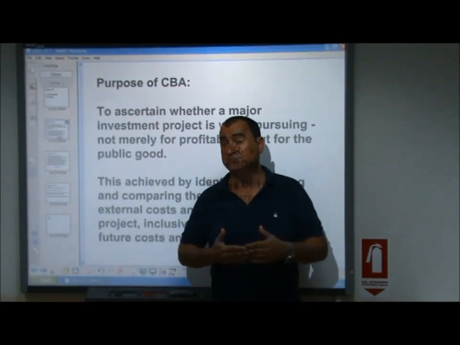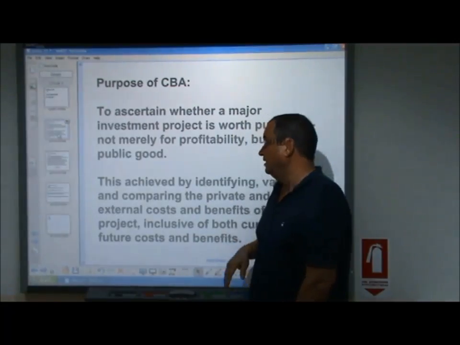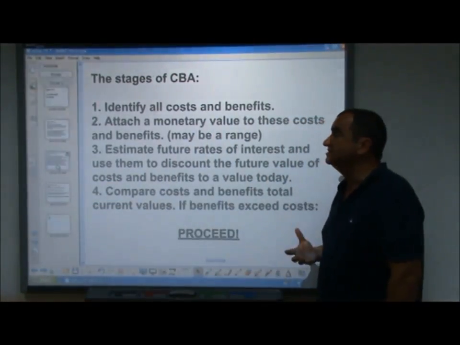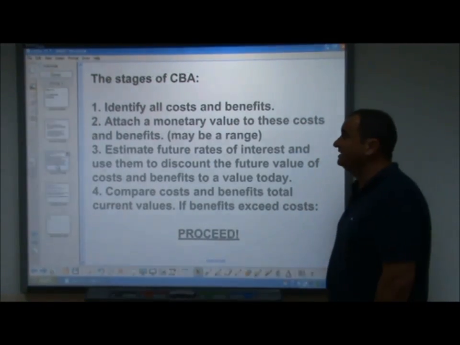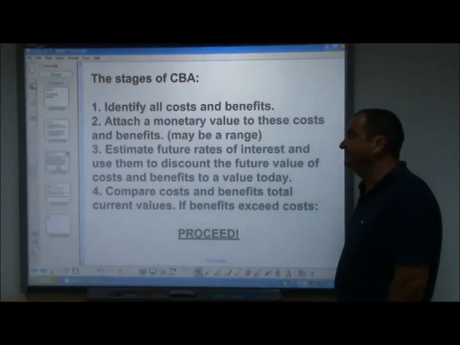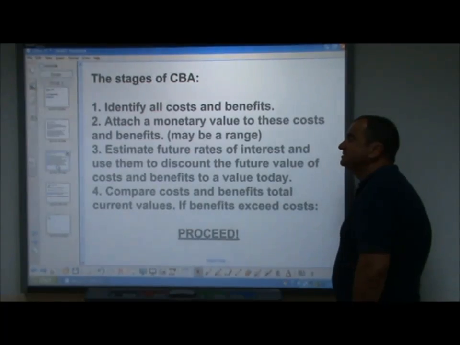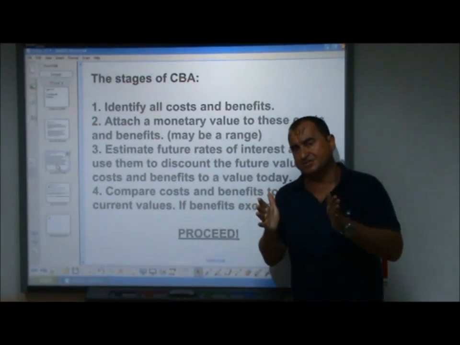So it's very important that we remember that many of the benefits will accrue way into the future. Okay, so that's that. Now, the stages of cost-benefit analysis. Firstly, identify all the costs and benefits. Secondly, attach a monetary value to these costs and benefits. Now that's very difficult to do, but there may be a range given.